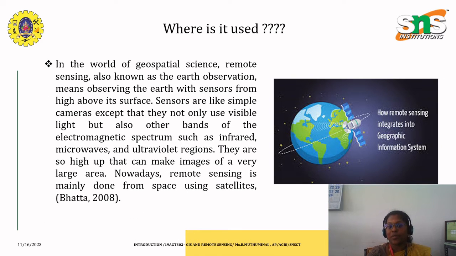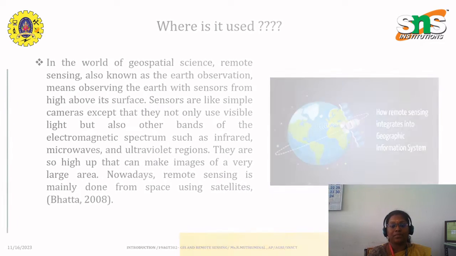So in the world of geospatial science, remote sensing is also known as Earth observation, where the sensors from high above observe the surface. Okay, so the sensors are like simple cameras, except that they do not only use visible light but also other bands of the electromagnetic spectrum. They are so high up that they can make images of a very large area. Nowadays, remote sensing is mainly done from space using satellites. This has been quoted from the author Bhatta in the year 2008.